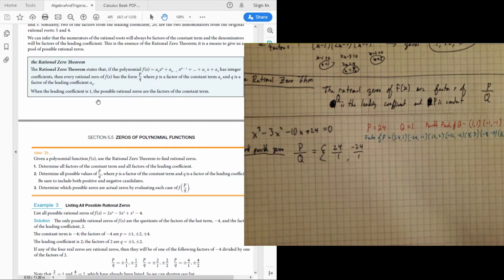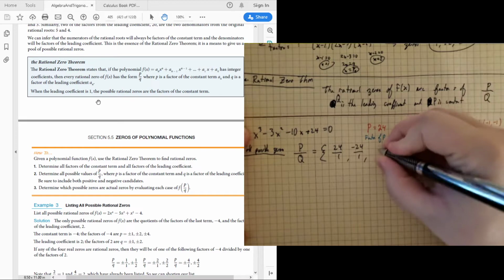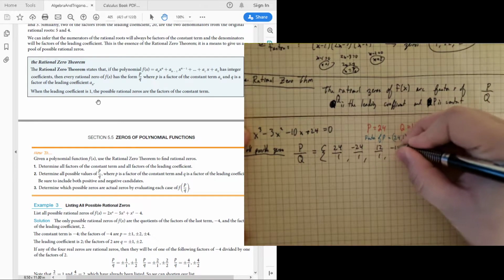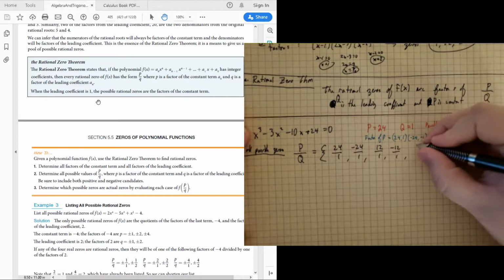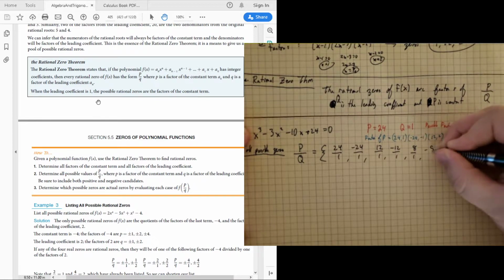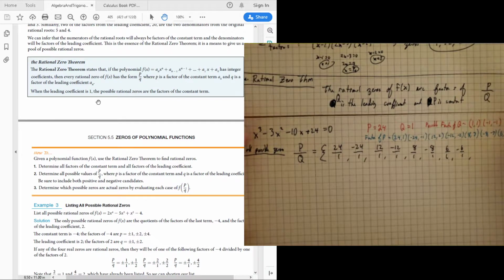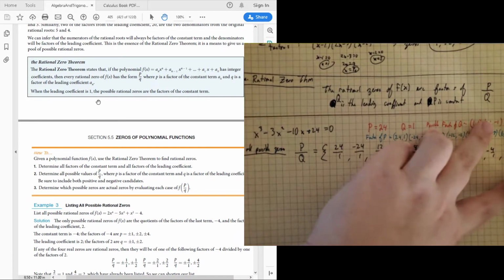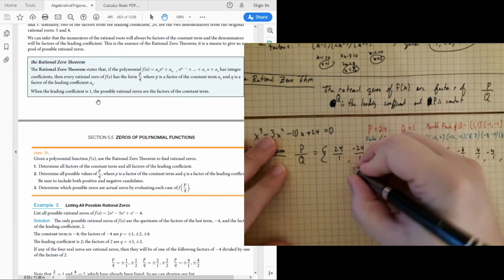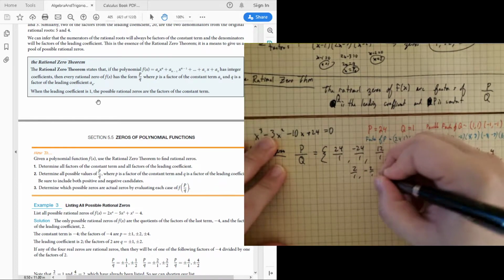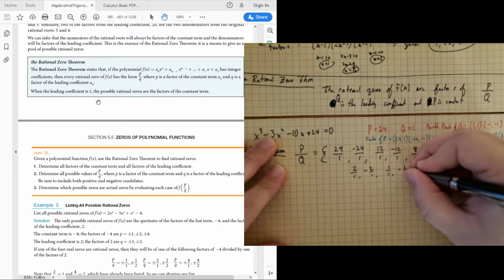We go through the list and explain where the list comes from. 24 over 1, negative 24 over 1. 12 over 1, negative 12 over 1. 8 over 1, negative 8 over 1. 6 over 1, negative 6 over 1. 4 over 1, negative 4 over 1. 3 over 1, negative 3 over 1. 2 over 1, negative 2 over 1. And 1 over 1, and negative 1 over 1.